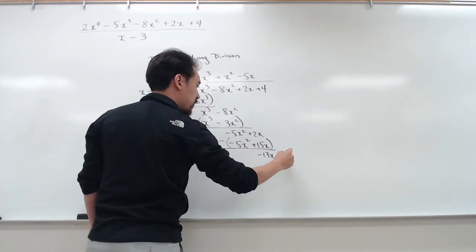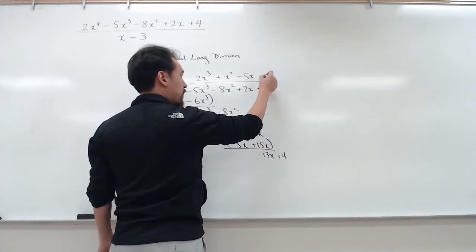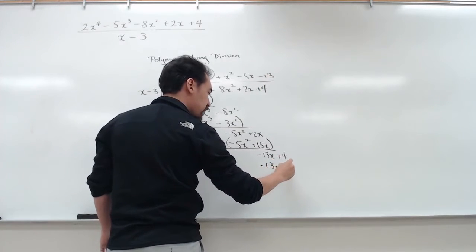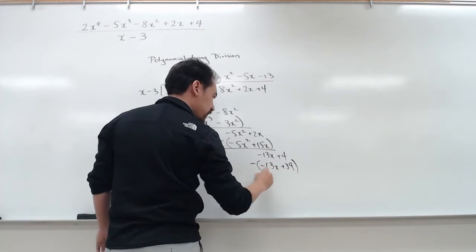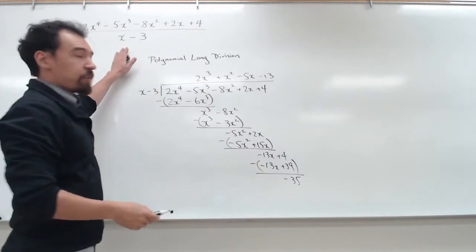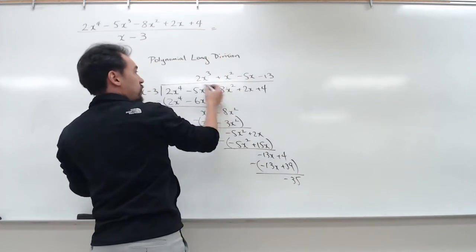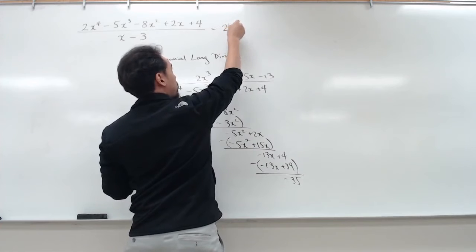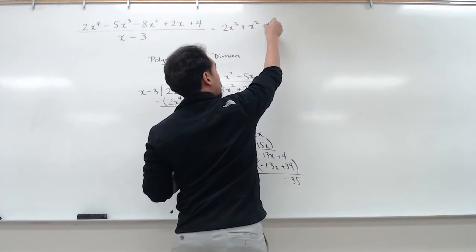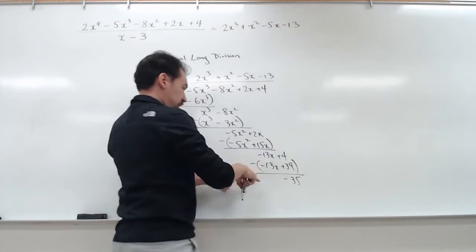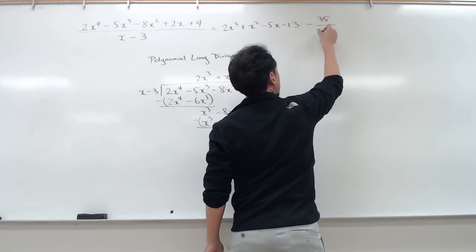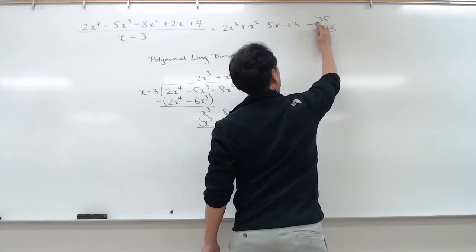Bring down the 4. x goes into there negative 13 times, and negative 13 times the entire divisor gives negative 13x plus 39. The final subtraction gives me negative 35. Okay, so we would have taken this expression and written it as the quotient, which I'm going to read off the top here, 2x cubed plus x squared minus 5x minus 13. And then the remainder, negative 35, we placed over the divisor x minus 3.